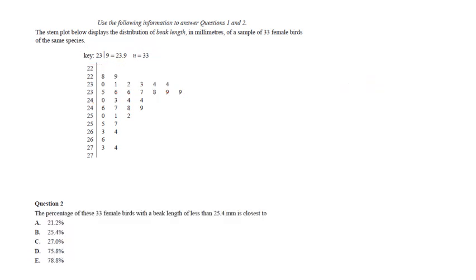The next one's asking us to find the percentage with a beak less than 25.4. Now, if you think about this, where would 25.4 be? 25.4 would be a number there. So we're looking at less than. The majority are less than. So we're going to be looking at some bigger numbers, aren't we? Not the smaller numbers. So it's going to be between those two.